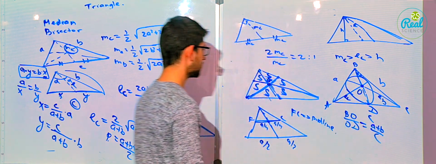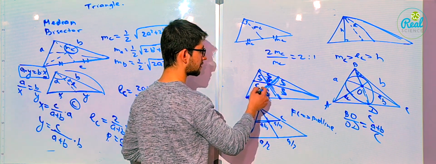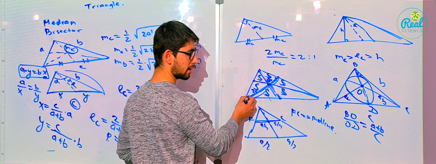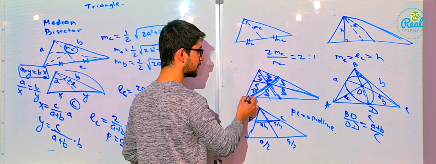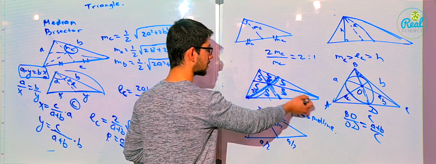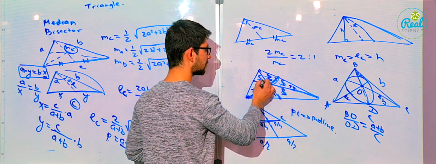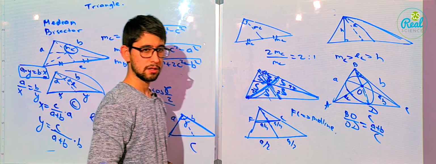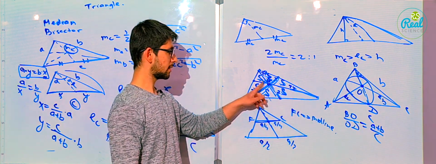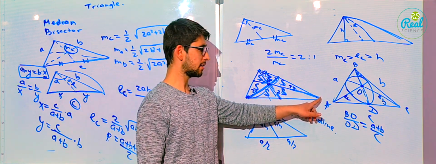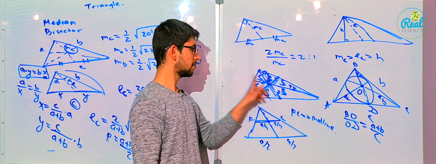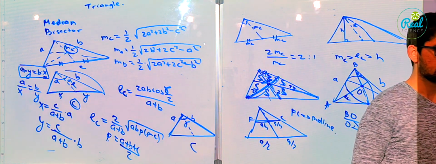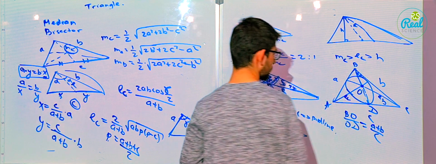Okay? For the median, it is similar. 2x, x. Starting from the vertex of a triangle, your median and intersection point will have the ratio of 2 to 1. Okay, 2 to 1. Here also 2 to 1. 2y, y. So here too, 2z, z. So if you're releasing a median, at the intersection point it will be divided in the ratio of 2 to 1. 2y, y. 2x, x. 2z, z. Okay, starting from the vertex of a triangle.